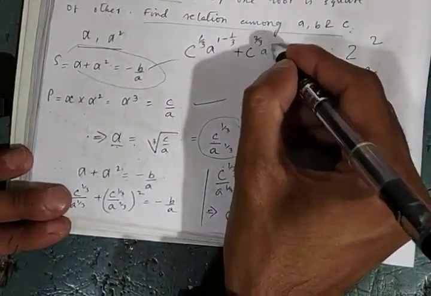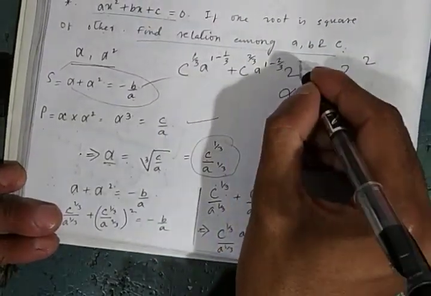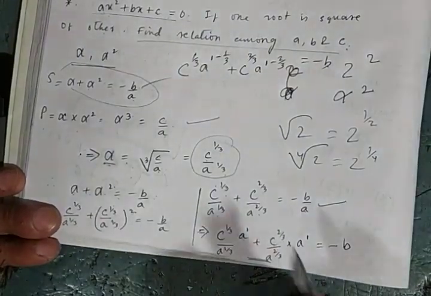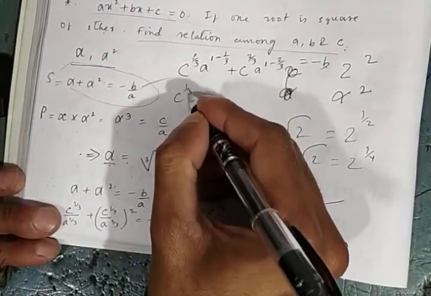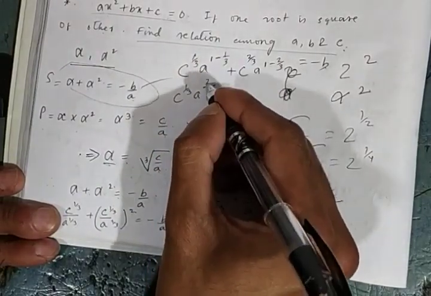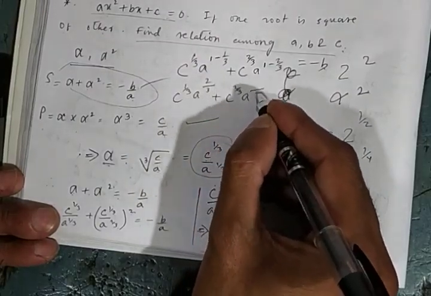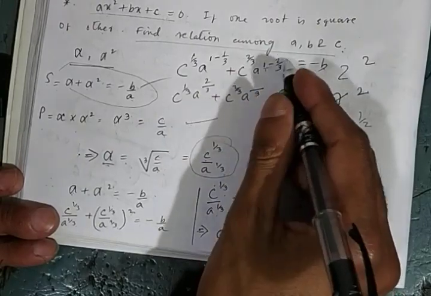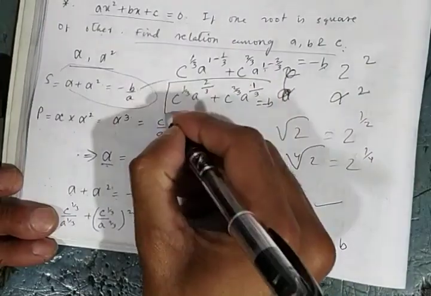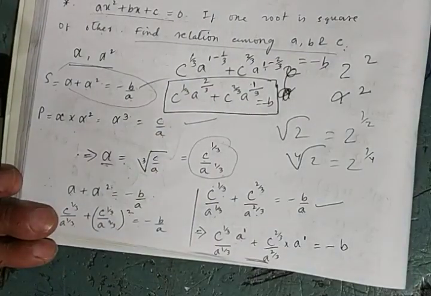Now A to the 1 minus 2 by 3 equal to minus B. Now C to the 1 by 3, A to the power, here the LCM is 3, 3 minus 1 is 2, 2 by 3, plus C to the 2 by 3, A, LCM is 3, 3 minus 2 is 1, equal to minus B. You can write this is the relation among A, B and C.